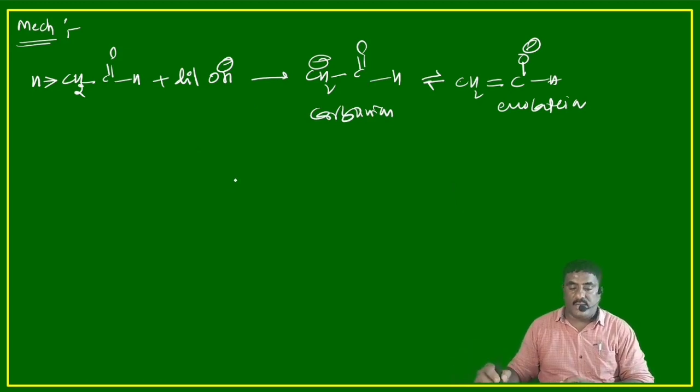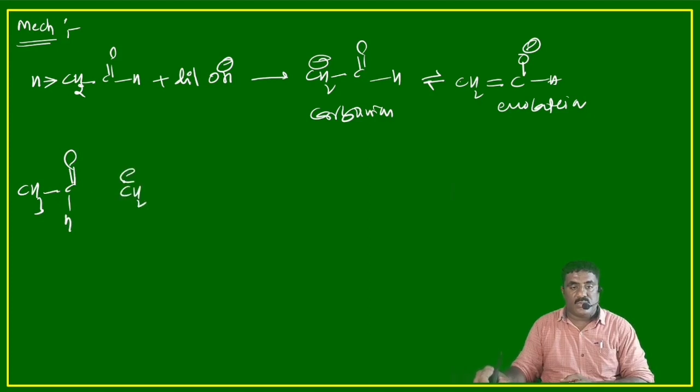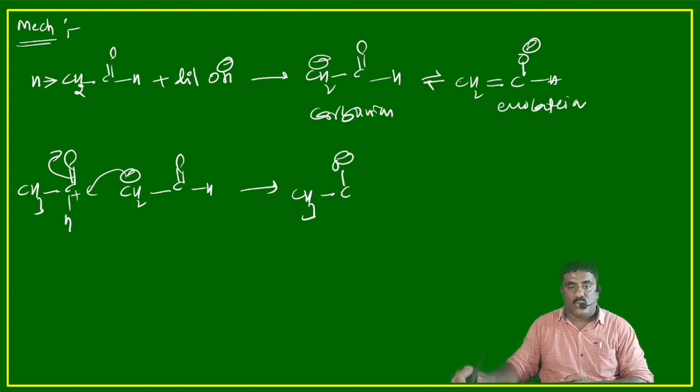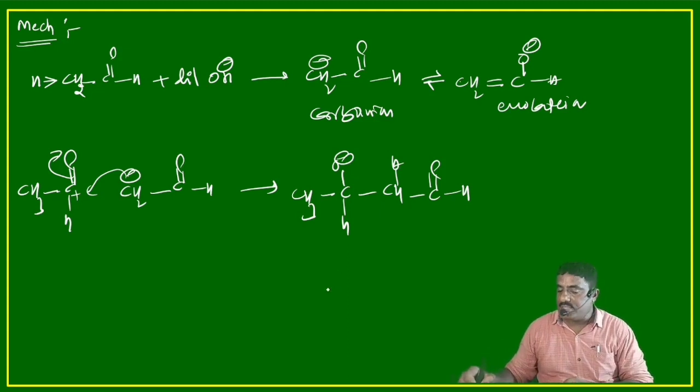It attacks another aldehyde. This is the first step. The second step: the CH2 minus C double bond OH attacks another aldehyde, CH3 C double bond H. So this is the CH2 minus C double bond OH. It attacks the positive charge and forms CH3 CO minus H and CH plus CH2 C double bond H. This is the second step.